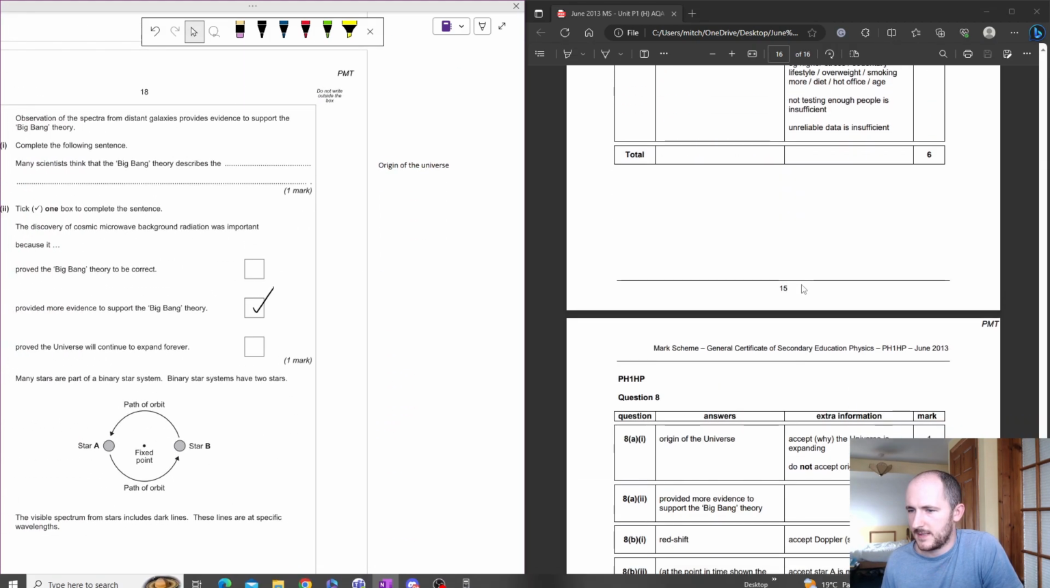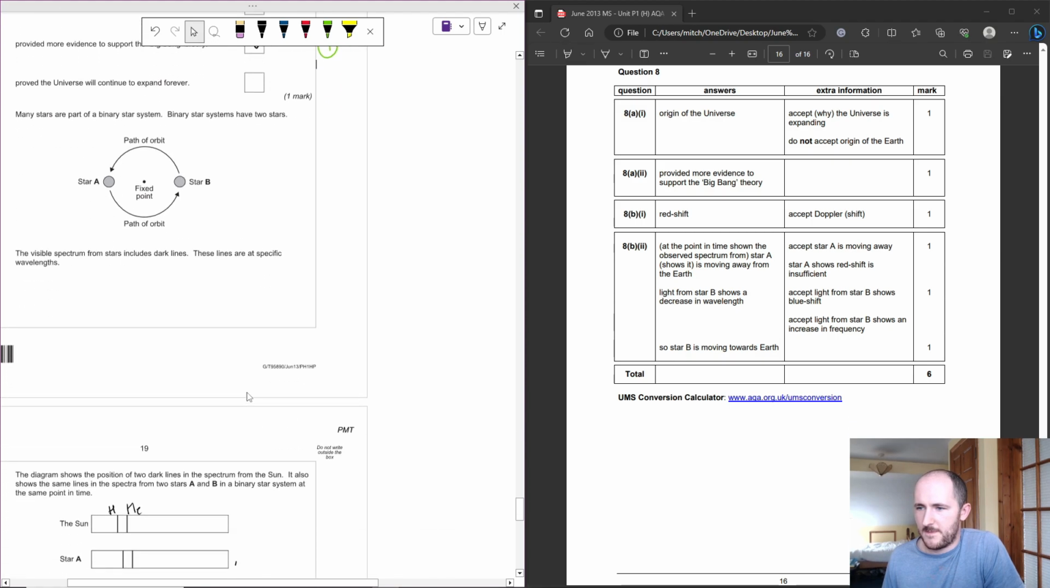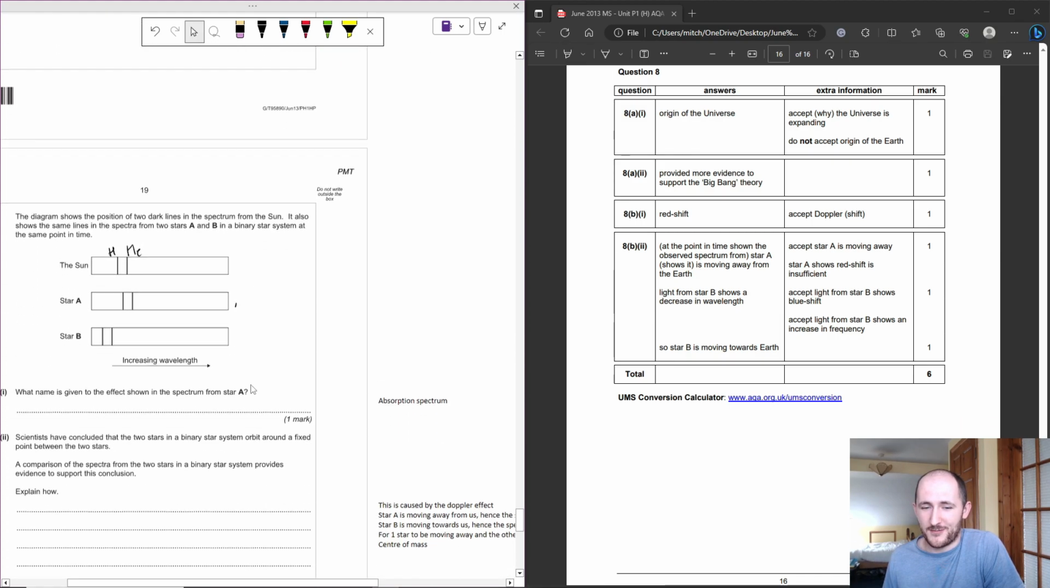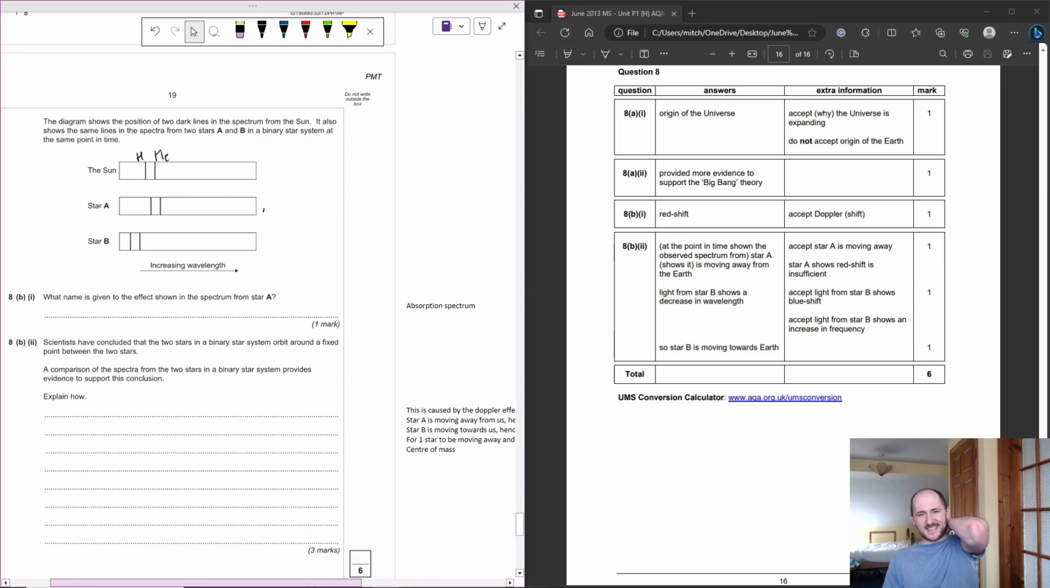That was quick. Origin of the universe. Provides more evidence. I'm not even going to read the mark scheme yet. Redshift. Yeah, that makes sense. I knew it wasn't an effect as well. Crap. Alright. I mentioned the Doppler effect in the next question too. Alright. Okay, but I got this.